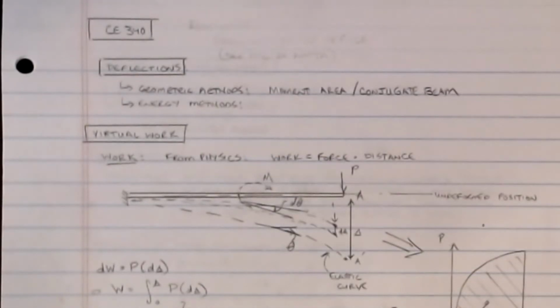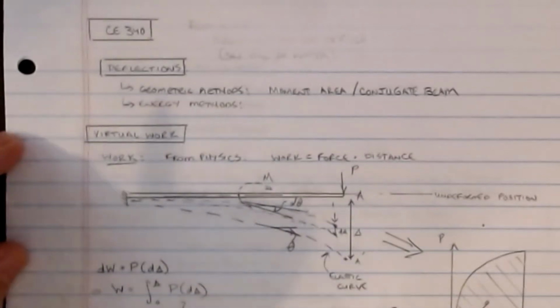So we've been studying deflections, and as we mentioned in the intro, the two categories of deflection calculations typically fall into either geometric methods, which would be things like moment area and conjugate beam that we've talked about in previous videos, and energy methods. And this is the first foray into the energy methods calculation. So we're going to deal with virtual work.